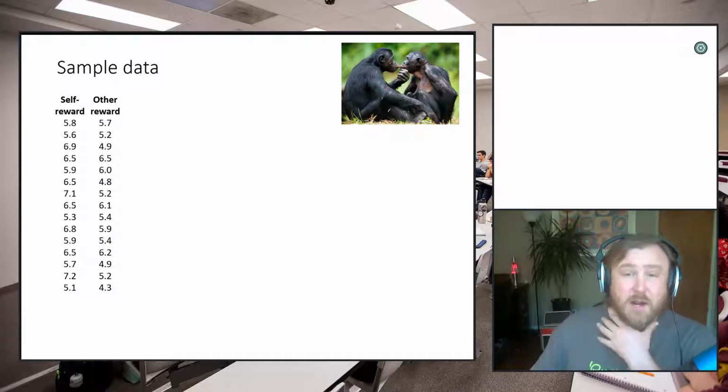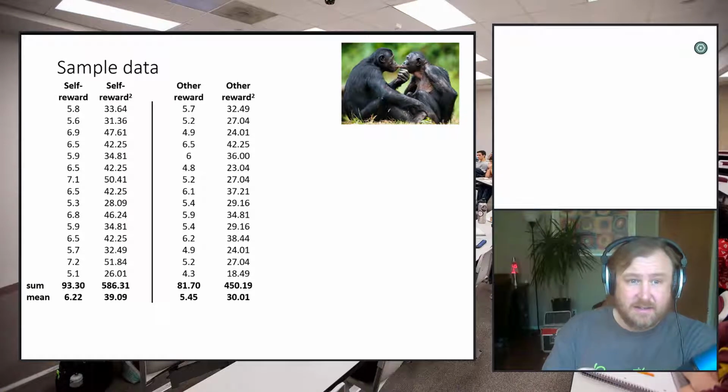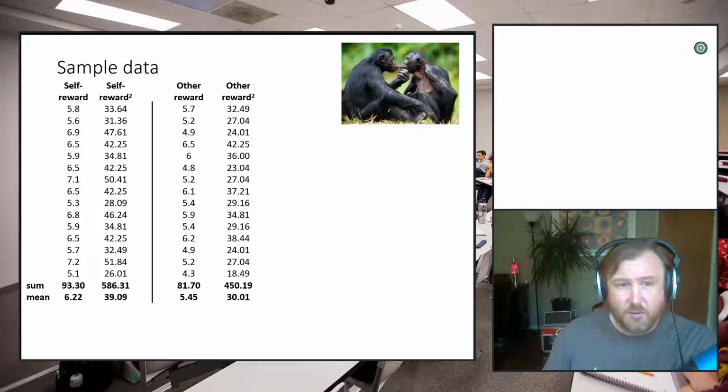So what we're going to need to do with this data is the sum of squares, where we create a column of the squared measurements, and we'll use this down the road. But importantly, we have to do sum of squares for both conditions, for both samples.